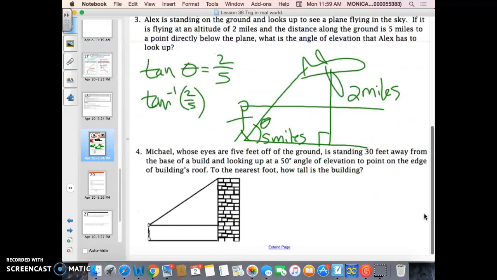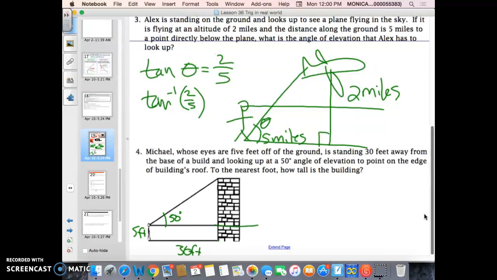Okay, Michael, now this is one where I tried to set this picture up for the previous problem, but they didn't give us the guy's height. So therefore, we're just going to use his feet. But in this situation, we know Michael, whose eyes are 5 feet off the ground. So Michael is 5 feet tall approximately. He's standing 30 feet away from the base of a building. The base of the building is here, so he's 30 feet away. Looking up at a 50-degree angle of elevation to a point at the edge of the building's roof. So you want to know how tall is this building?